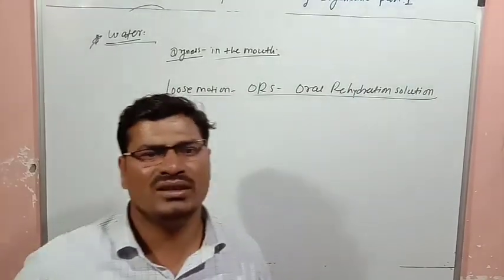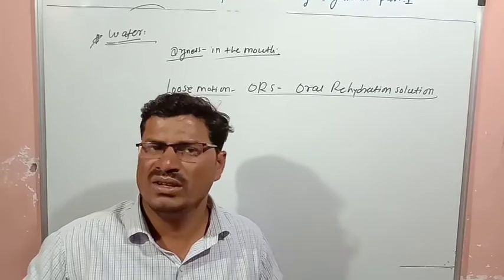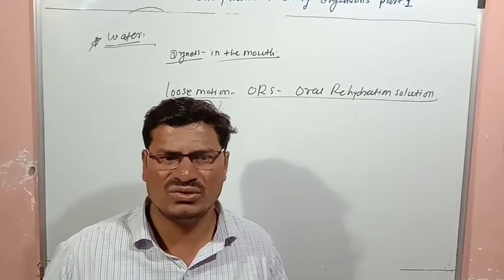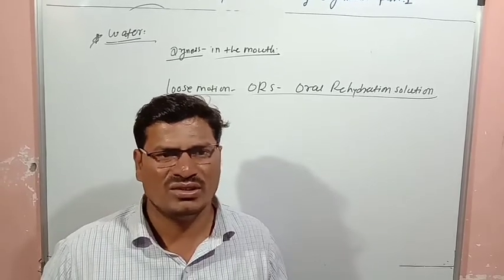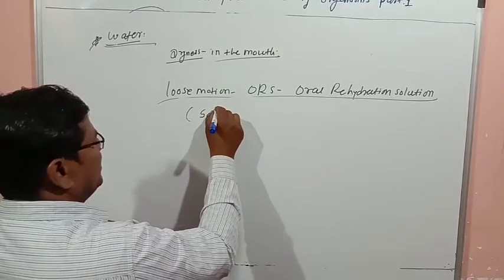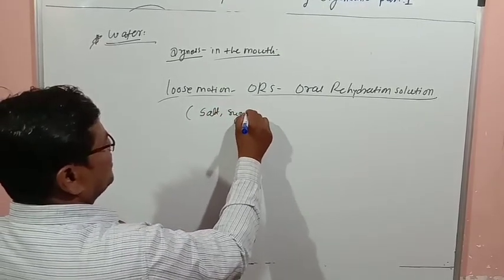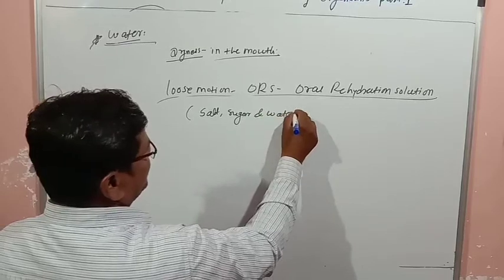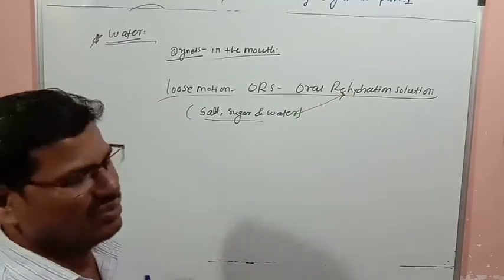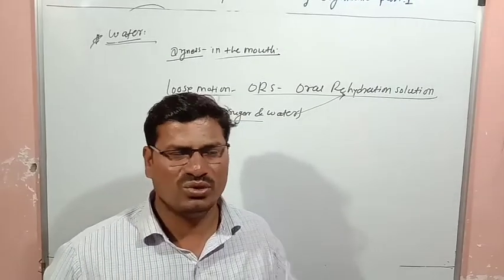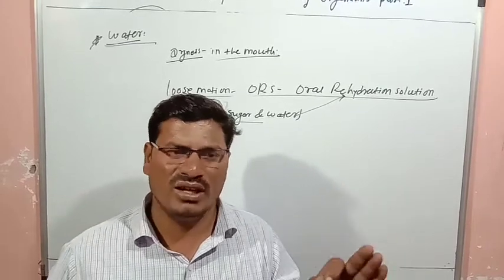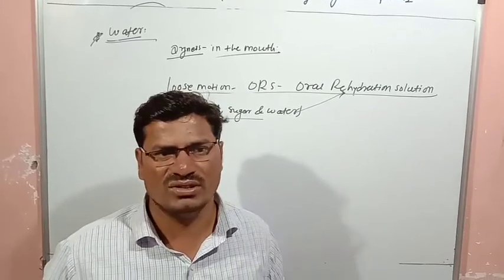And in that, what is there in the oral rehydration solution? Lemon juice is there, salt is there, sugar is there. So salt, sugar and water, you can say. So salt, sugar, water form the oral rehydration solution for loose motion. To increase the water level in the patient's body, oral rehydration solution, ORS solution, is given.